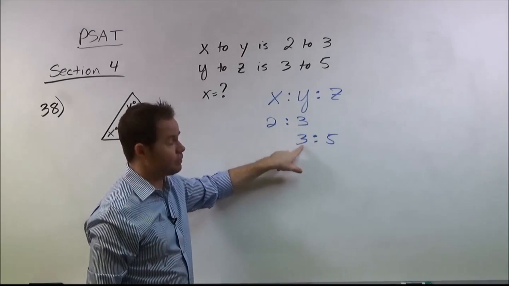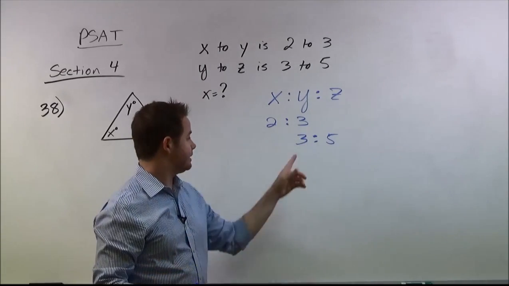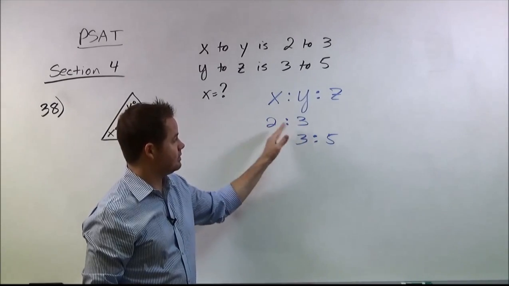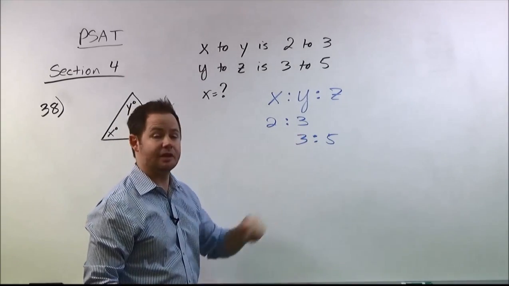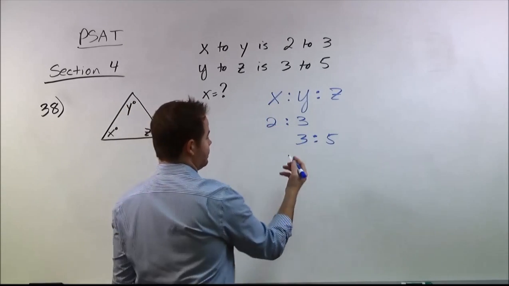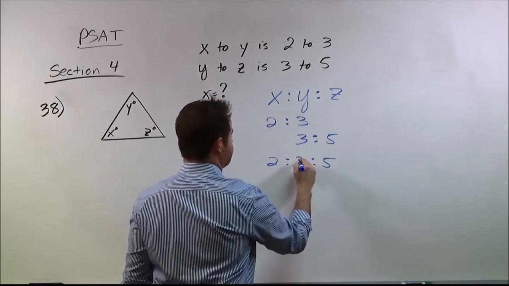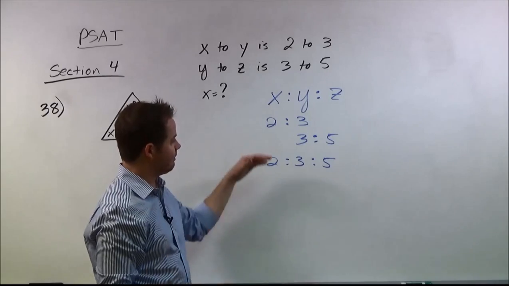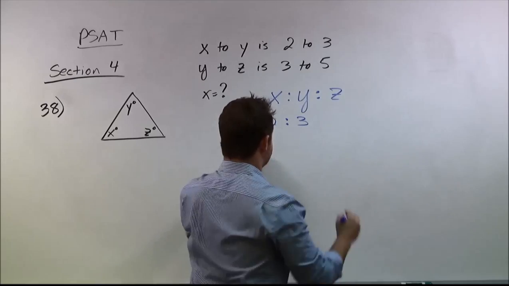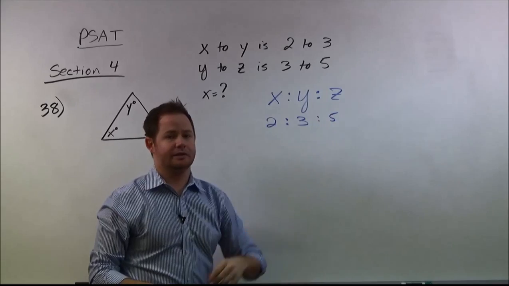Now, if these numbers were different, then we would have to multiply everything by a common value to find something in common to compare the ratios. But whenever this number is the same, as long as you have something in common, you can scrunch these together and compare all three at once. This is going to work out for x to y to z being 2 to 3 to 5. So I'll go ahead and write that as one value up here. The ratio of 2 to 3 to 5 is the ratio of x to y to z.